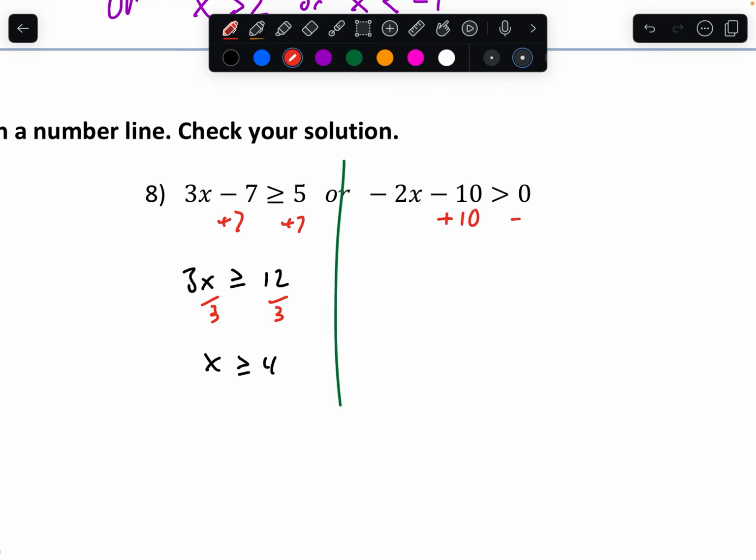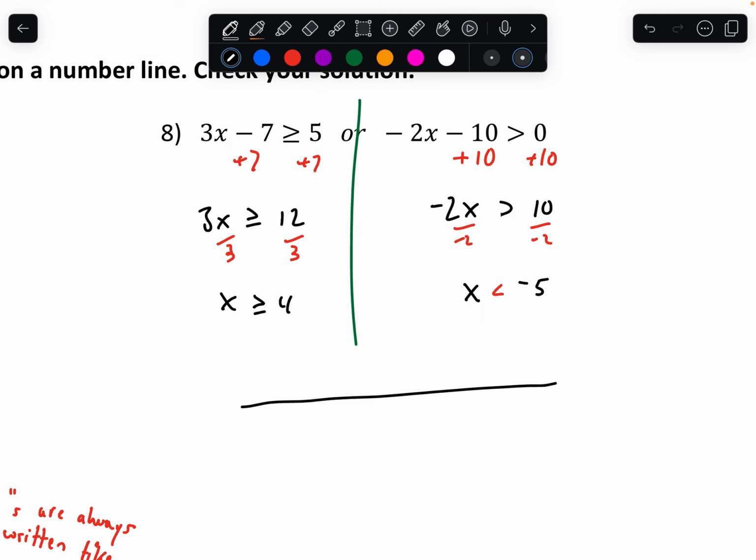Here I'm going to add 10. So I get negative 2x greater than 10. I'm going to divide by negative 2. Watch out, watch out. So x is now less than -5.